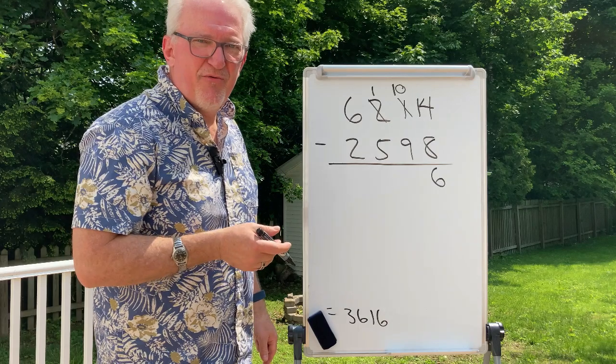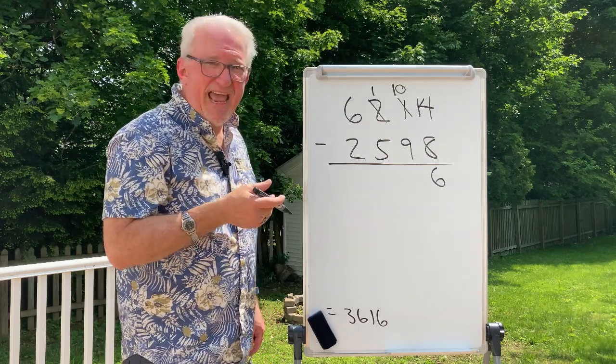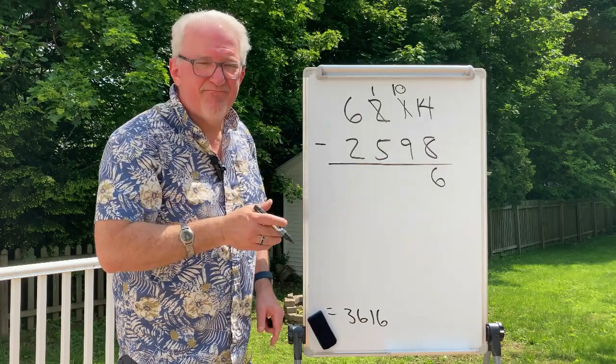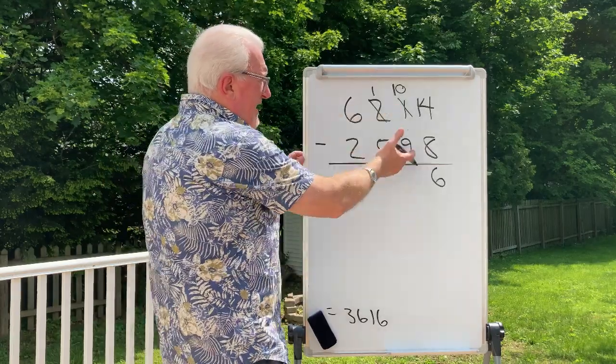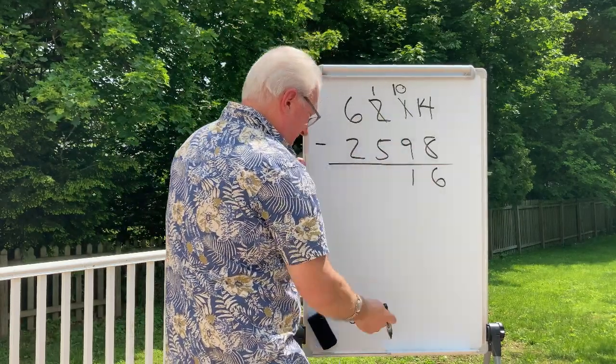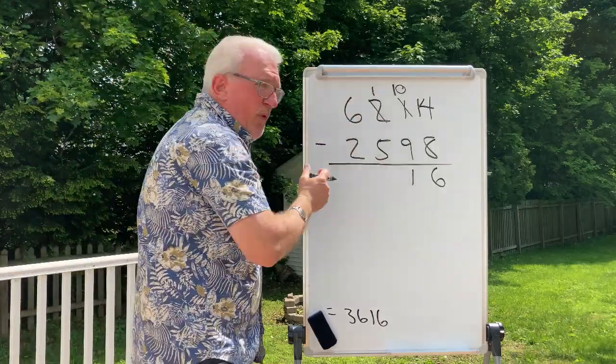Incidentally, I always thought borrowing was a misnomer whenever we're subtracting. We actually never give that 1 back, but that's for another day. 10 minus 9 is 1. Again, so far so good. Go to the hundreds column. Now we have 1 minus 5.